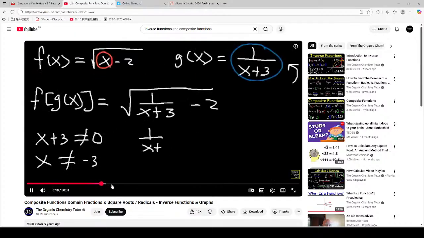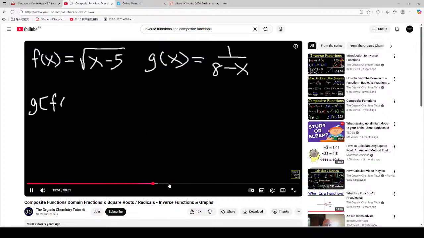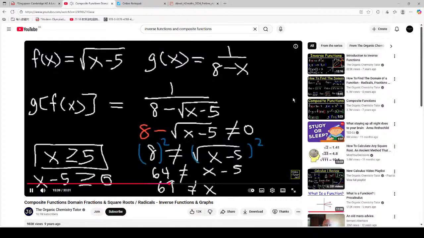So 1 over x plus 3, and then we need to divide by 2. So based on this, it appears as if x is less than or equal to, take into account g of x. And go ahead and combine these two restrictions. We see that x can't be 69, and x has to be greater than or equal to 5.